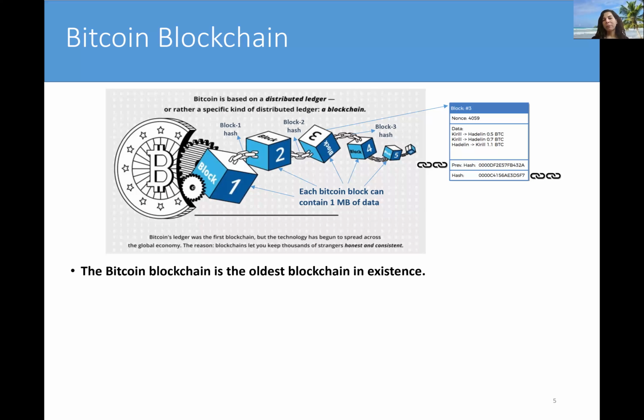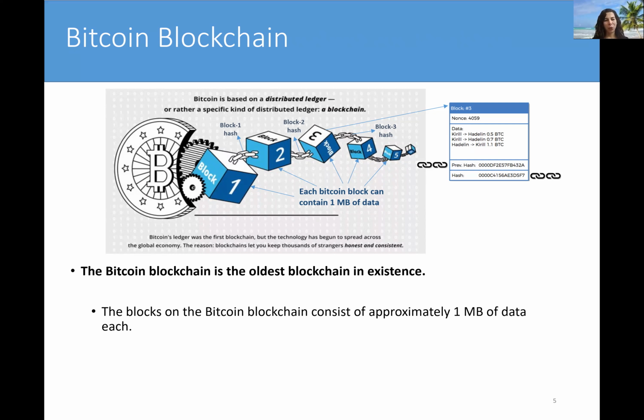And the Bitcoin blockchain is significant because it's the oldest one in existence. Since then, there have been a lot of cryptocurrencies introduced in various domains, and they have different values and different usages, but Bitcoin remains the most popular one because it was the first one.